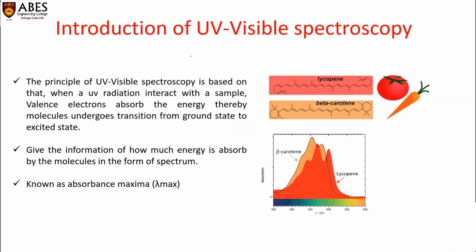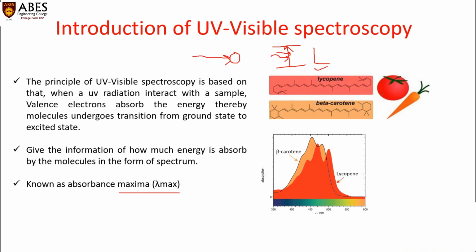We know that spectroscopy is a technique which is used for the characterization of organic molecules. UV visible spectroscopy is based on the fact that when UV radiation interacts with a molecule, the valence electrons get excited from the ground state to the excited state after the absorption of UV radiation. UV visible spectroscopy gives information on how much energy is absorbed by the molecules in the form of a spectrum, which is known as lambda max. Lambda max is also responsible for the color of the molecules.